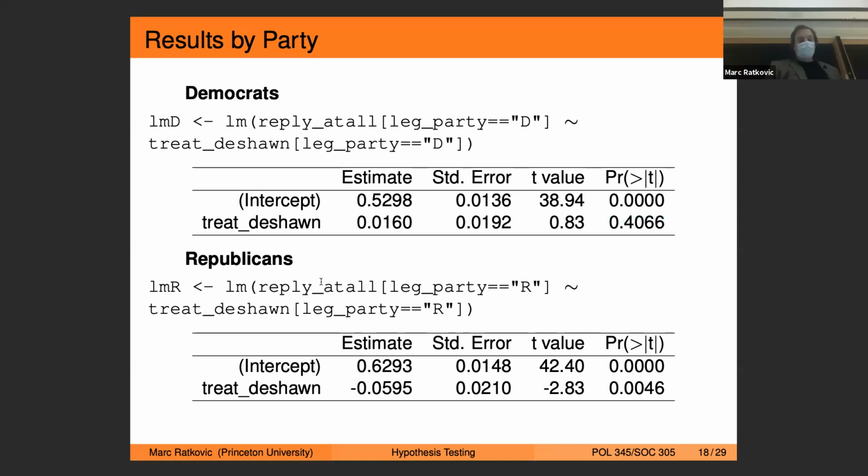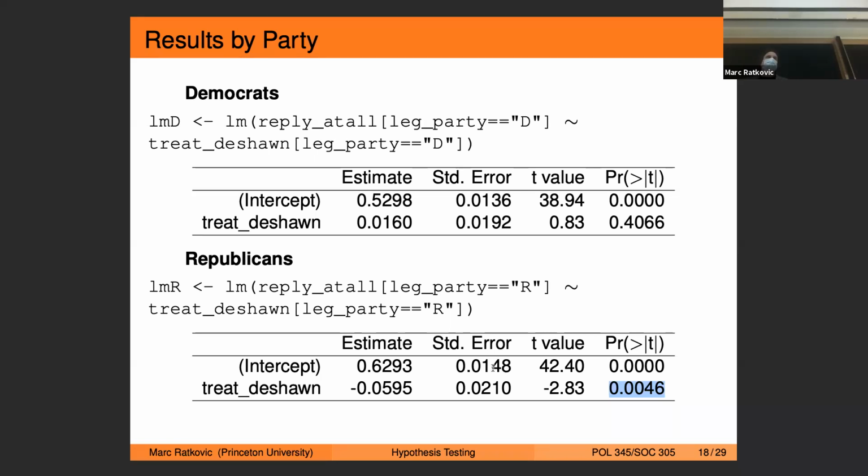Now the same for Republican legislators. They replied to Jake at 0.293, and they replied to Deshaun about 5.95 percentage points more, with a standard error of 0.020. The t value is 2.3, and the p-value is 0.046, which is below 0.05. Yes, any questions on this? So through this study, Republican legislators are statistically significantly more likely to reply to Deshaun, while for Democratic legislators there is no difference. All right. So have we shown that Republicans are racist and Democrats are not?